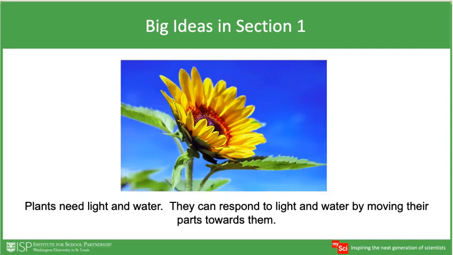As they observe their seeds growing into plants, they figure out that plants need light and water to grow. They also observe that when the plants are rotated or turned away from the light, they bend back towards the light because they need it for healthy growth.